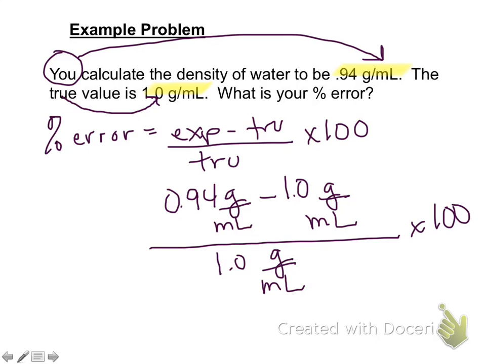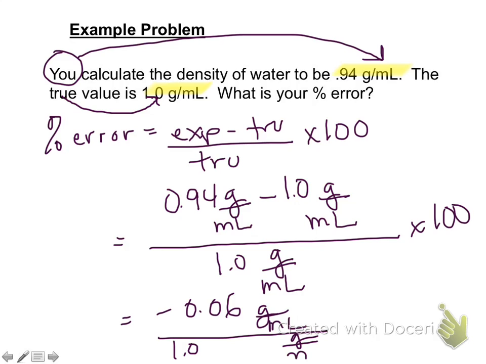Now when you subtract 0.94 minus 1.0, you actually get a negative number, negative 0.06 grams per milliliter. And we're going to divide that by 1.0 grams per milliliter. So we're just going to get the same thing, negative 0.06, and times by 100, that comes out to be negative 6%.